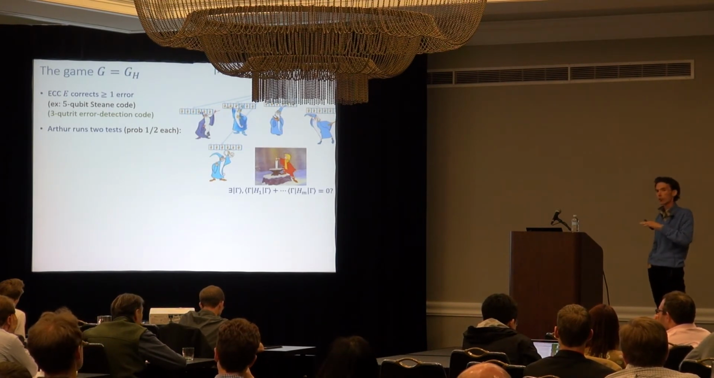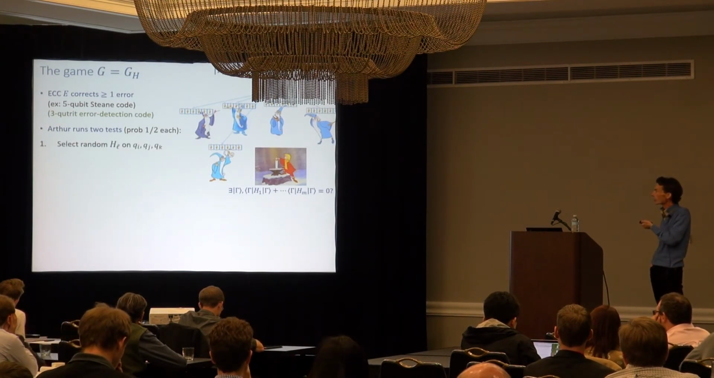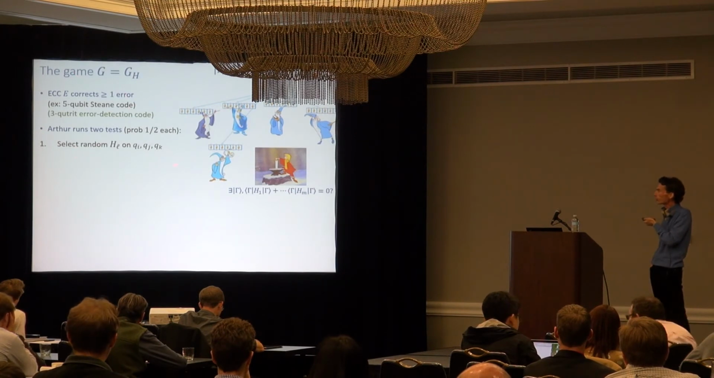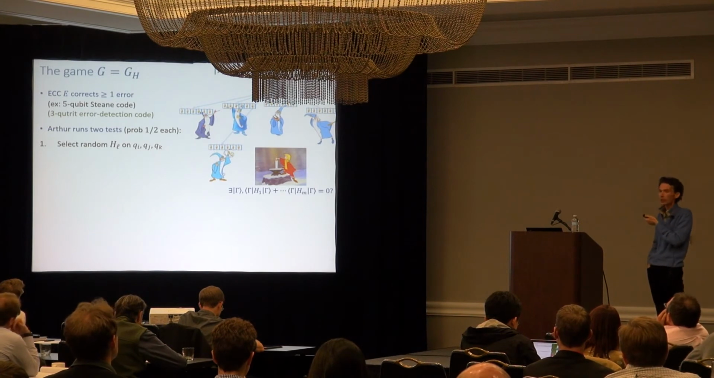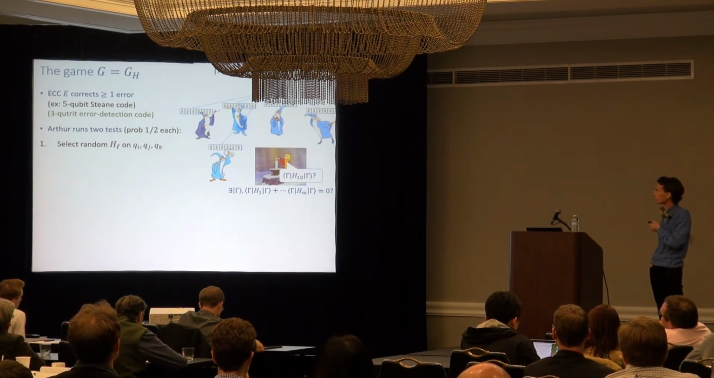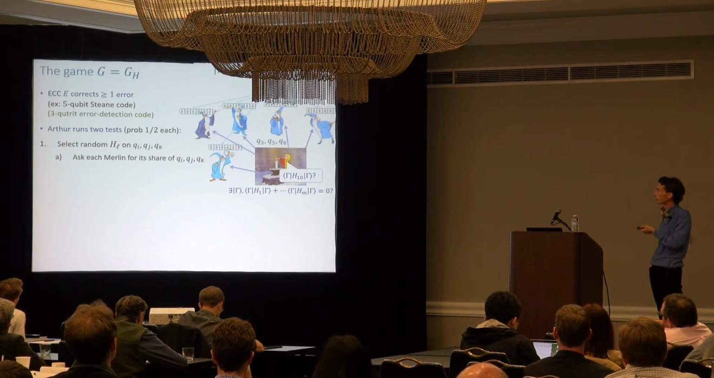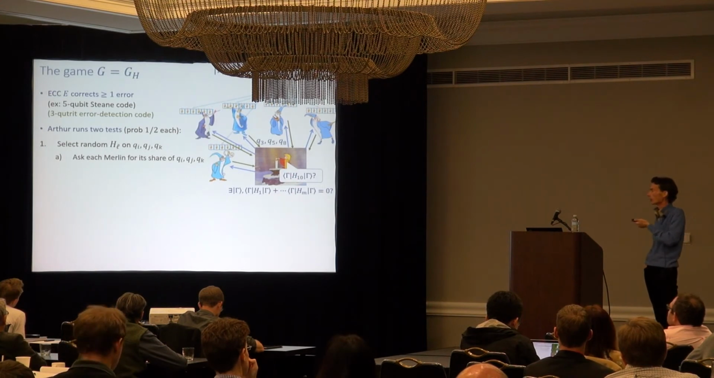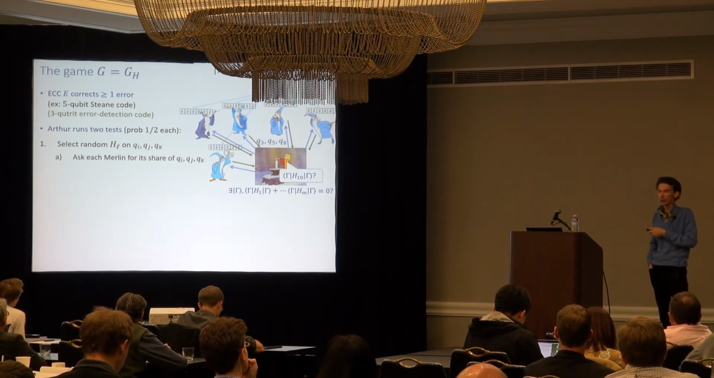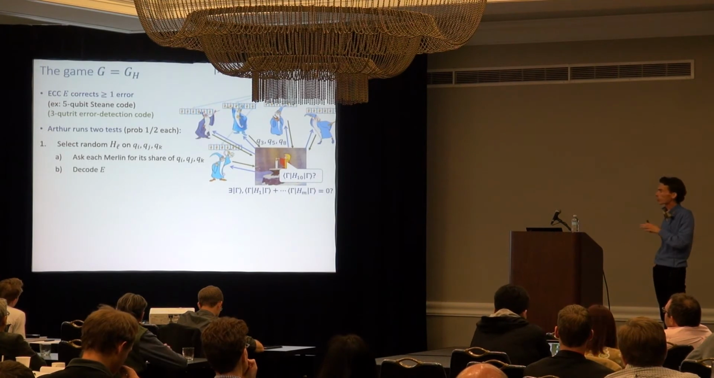One of the tests is sort of the straightforward thing. I'm going to choose a random constraint. This constraint or local term acts on 3 qubits, and I'm going to ask every single Merlin for their share of that qubit. Right? Each of them has a share distributed according to the code. I ask them for their shares. I get all their shares back. I decode the error correcting code. I perform the measurement that's associated to my Hamiltonian, and I check whether I see an energy that's 0 or pretty close to 0 or something that's wrong. That's just the obvious thing.